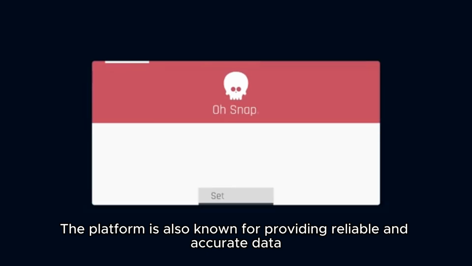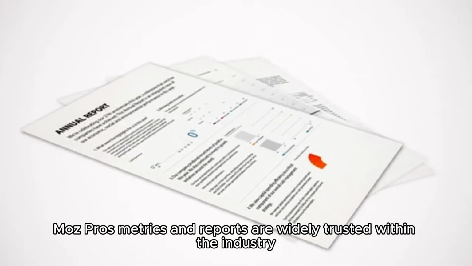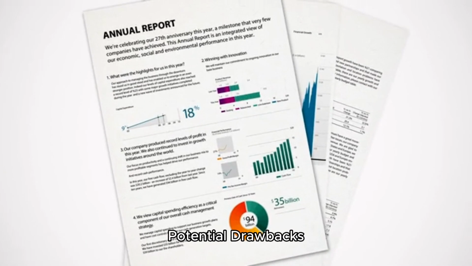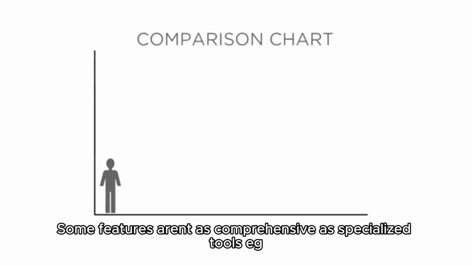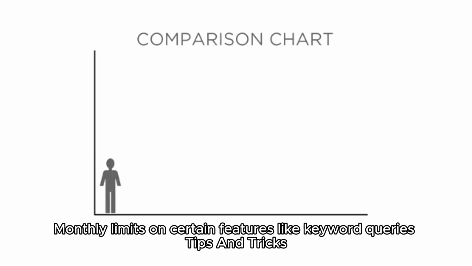The platform is also known for providing reliable and accurate data. Moz Pro's metrics and reports are widely trusted within the industry. Potential drawbacks. Some features aren't as comprehensive as specialized tools, for example, backlink data versus Majestic or Ahrefs. Monthly limits on certain features like keyword queries.